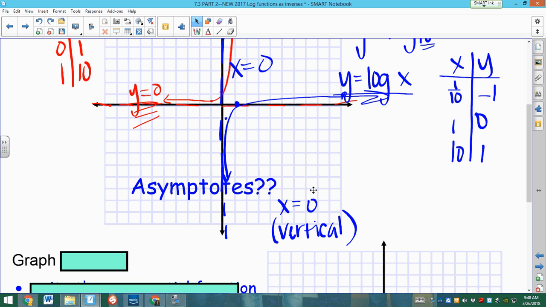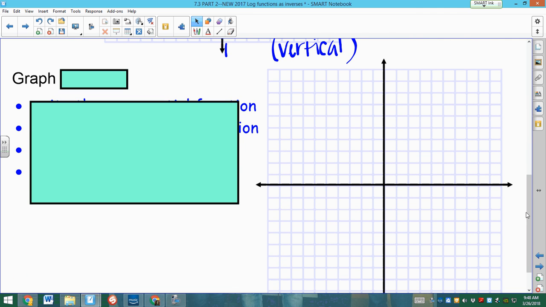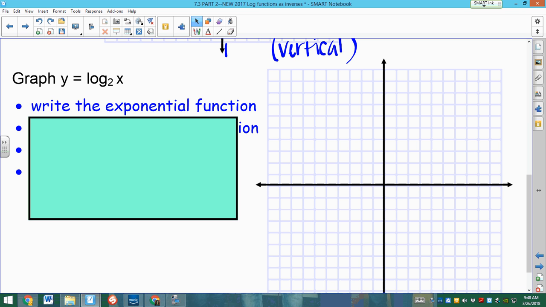Okay. So let's get into some examples of how your homework questions and your test and quiz questions are going to look. They're going to ask you to graph just a logarithm. So let's start with no shift here, y equals log base 2 of x. Here are your steps. Write the exponential function that goes with that. So be careful, the base to the power is the number. 2 to the y equals x.